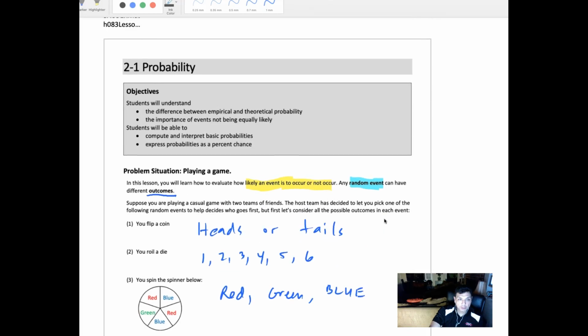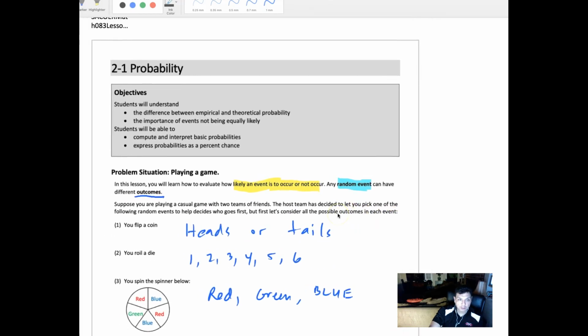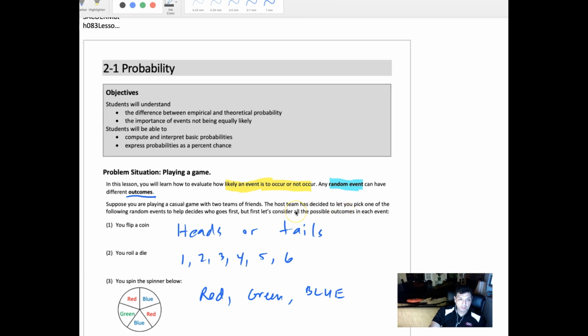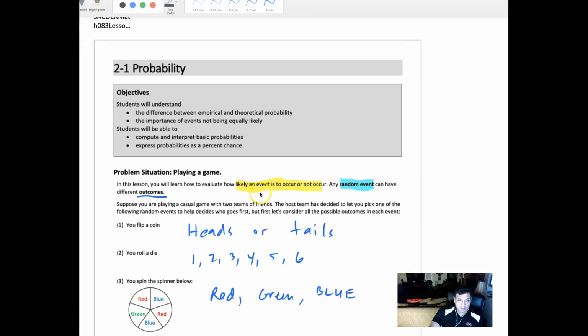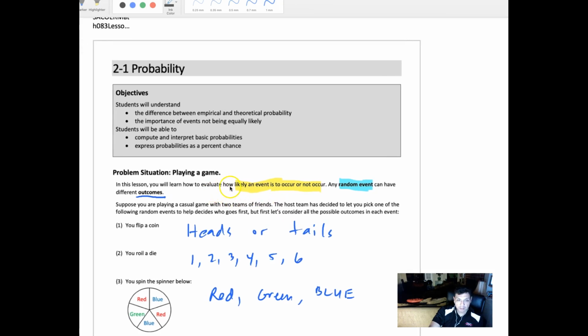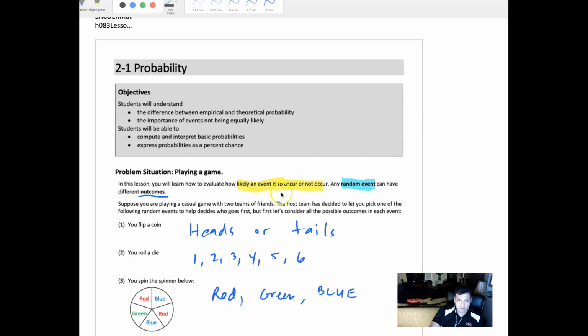We begin Unit 2 with probability. So our first unit, 2.1, begins with the idea of what is probability, and then we'll go through some examples of that. In this lesson, we're going to learn how to evaluate how likely an event is to occur or not occur. And that's what a probability measures.